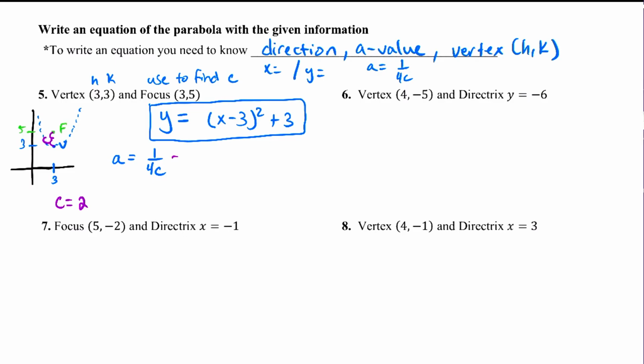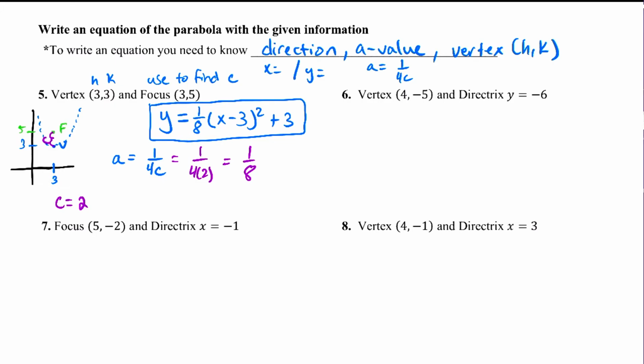So I'm just going to plug that in. So this will be 1 over 4 times 2, which is 8. And then for the equation, we have to leave it as the fraction. So 1/8 is my a value, so that is going to go here. And then you just want to make sure that it makes sense whether this is positive or negative. So since it's opening up, our a value does have to be positive, where if it opened down, then I would need to make this negative.